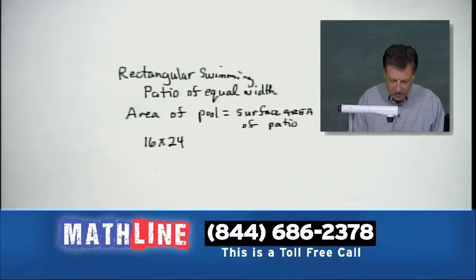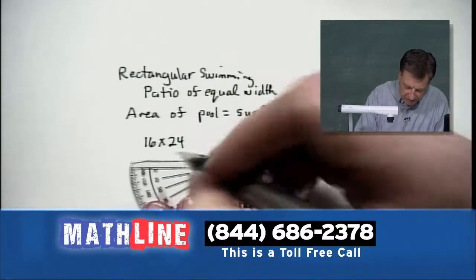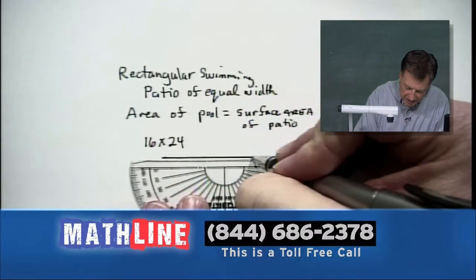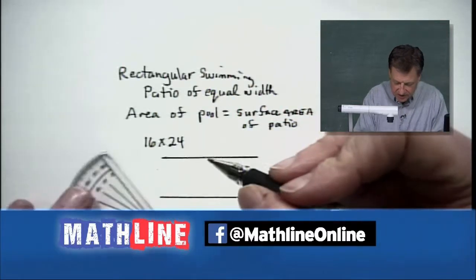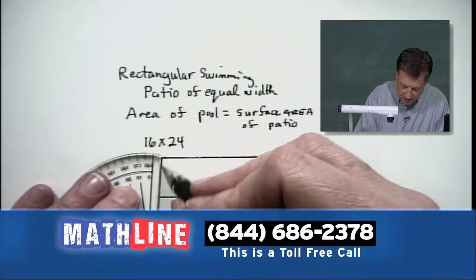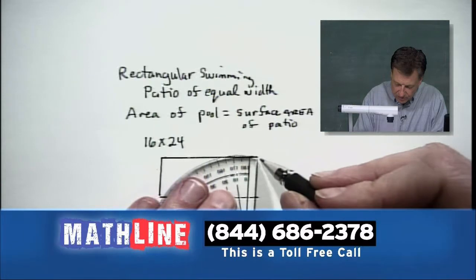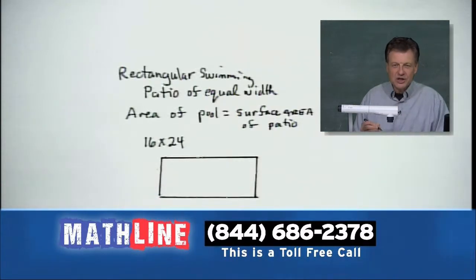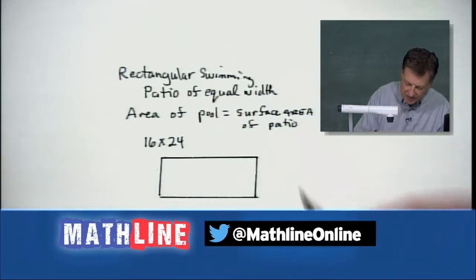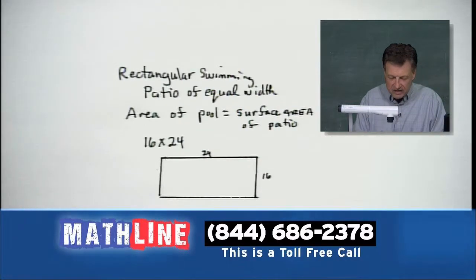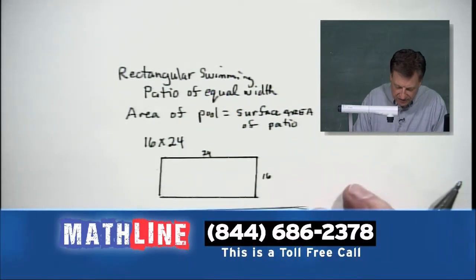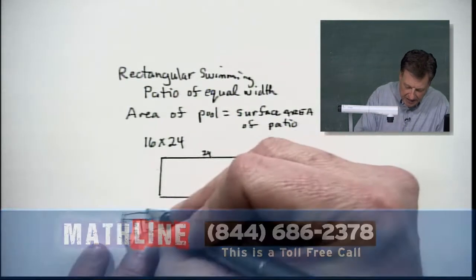So here we go. What I'm going to do is draw a picture of what's going on, because the picture helps a lot, I think. Let's see. You've got 16, and we're going to pretend it's not lopsided there, right? We'll go with the 16 here, and we'll put the 24 here. And you've got this little patio that's going around it, correct? And here's the deal.